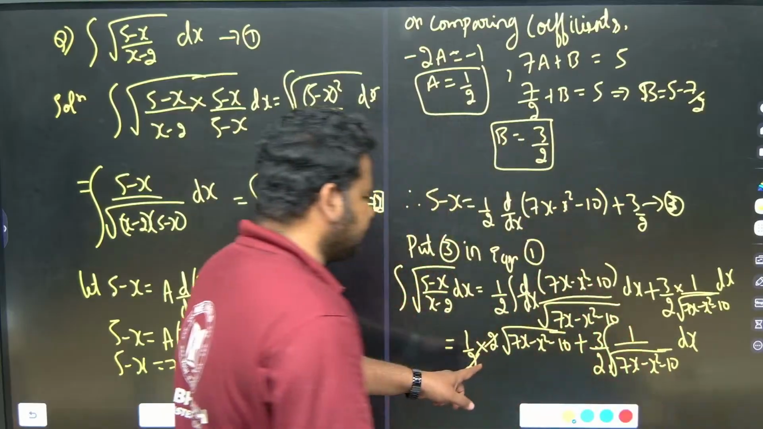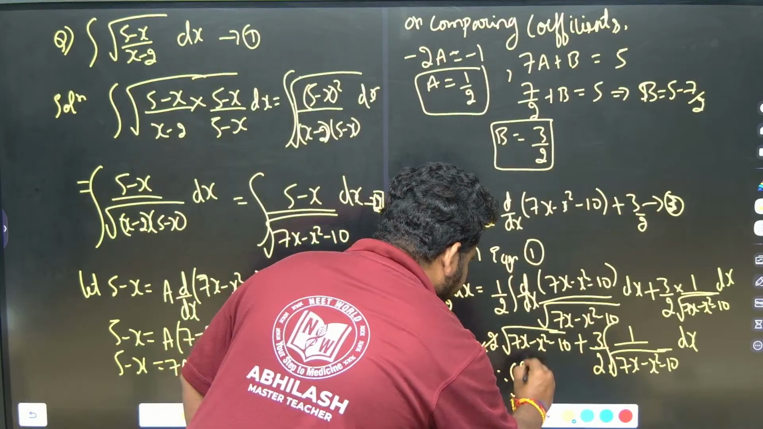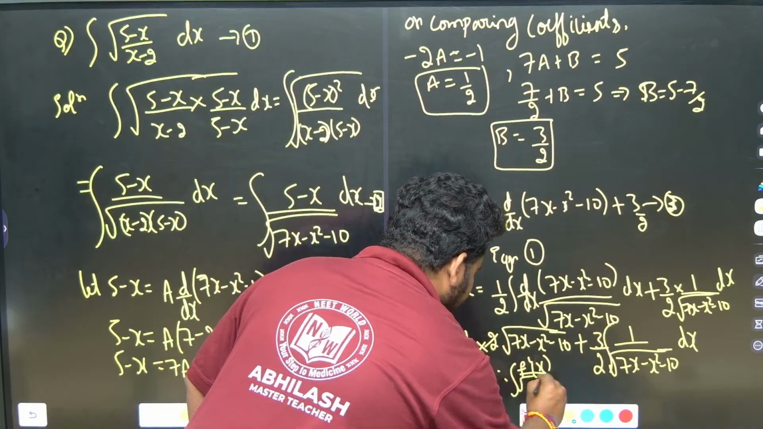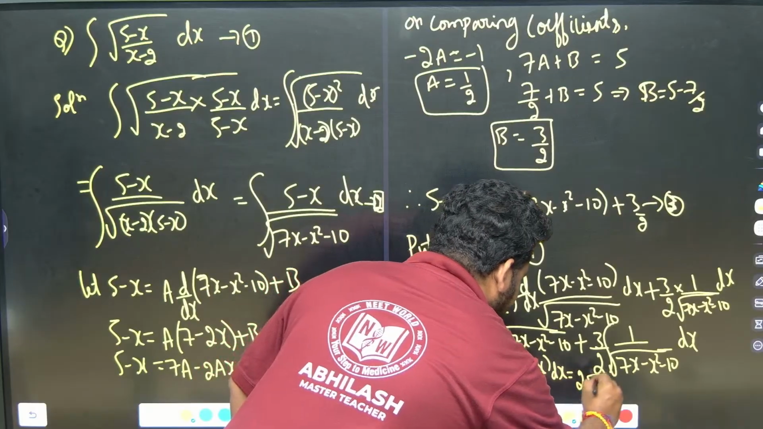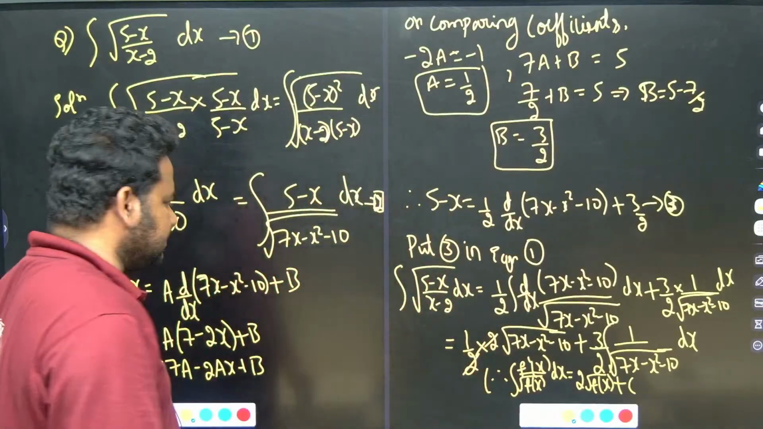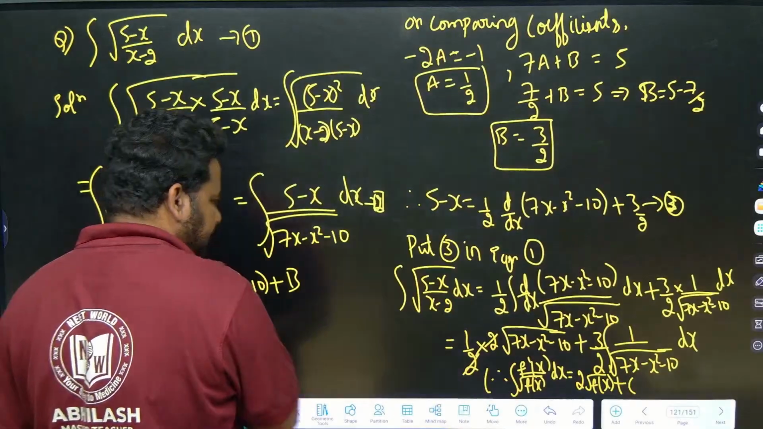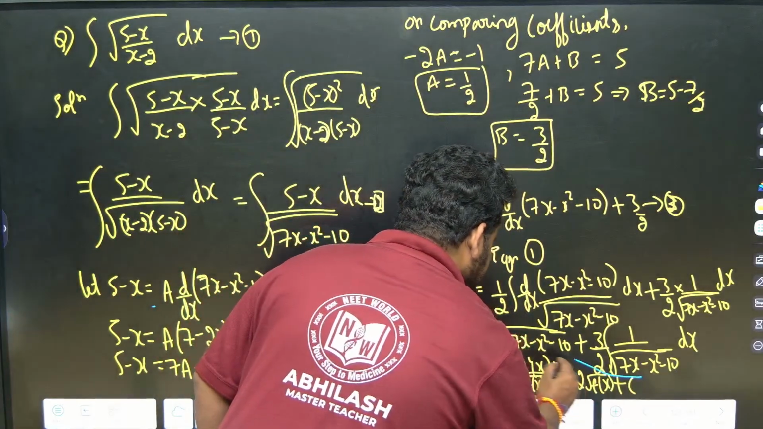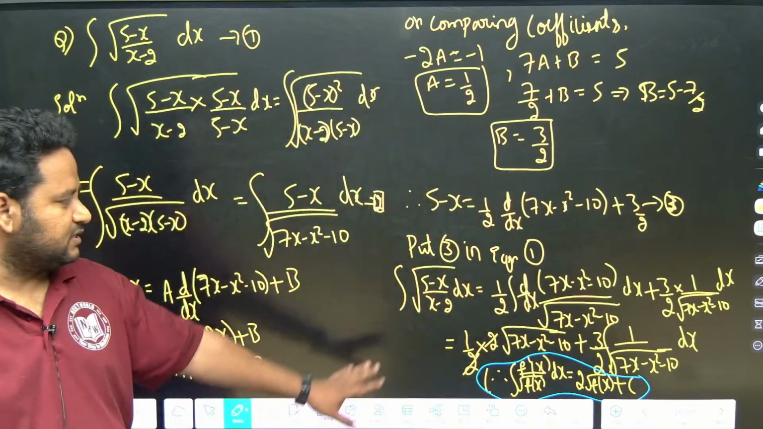So what is the reason for this? I have to write the reason here. Therefore, the integral of f dash of x by square root of f of x dx will be equal to 2 times square root of f of x plus c. This is the reason you got to write it. Very important, you have to write the reason here, friends. You have to show them why you have written this.